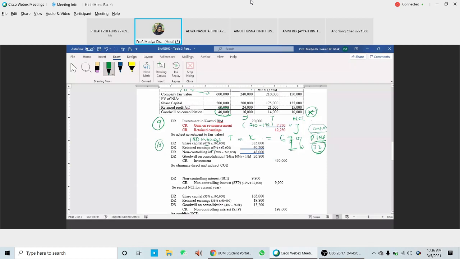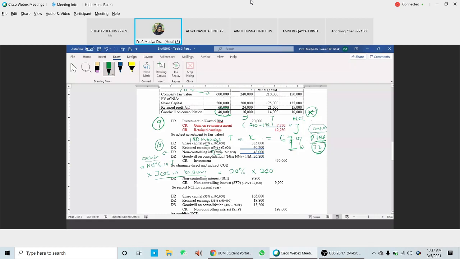Okay, for the NCI here, remember that we need to exclude. How much do we need to exclude here? Based on the NCI percentage in Jebat, times Jebat's cost of investment in Kasturi, because we need to eliminate NCI in the intermediate parent. So NCI in Jebat we have 20%, times the cost of investment of Jebat in Kasturi here, which is 240. We need to eliminate and exclude 20% times 240. So we're going to have 48.